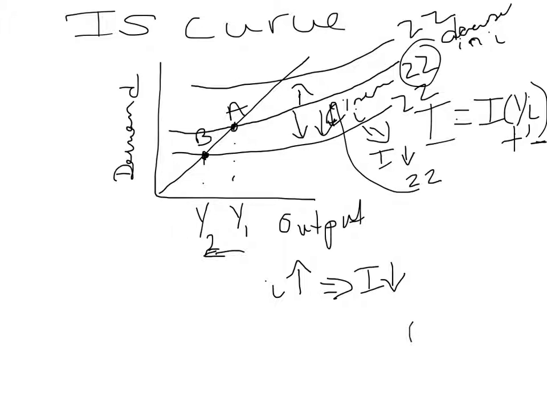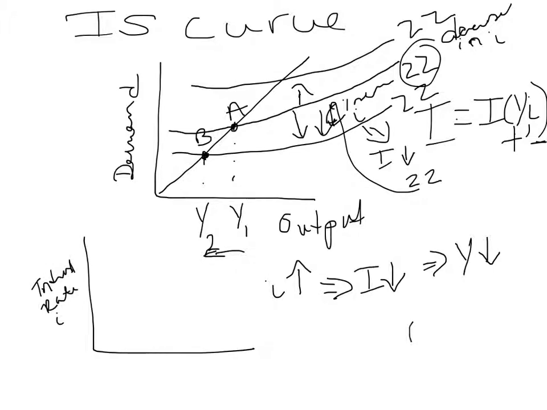And now your new equilibrium output level will also decrease. And this is important because this is how you want to derive the IS curve. The IS curve shows a relationship between interest rate, I, and output, Y. So if you look at it, interest rate is increasing and output is decreasing.